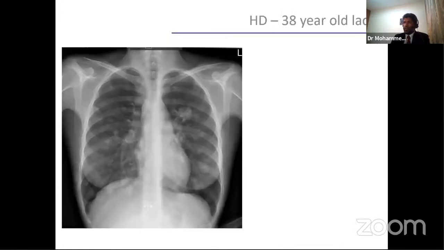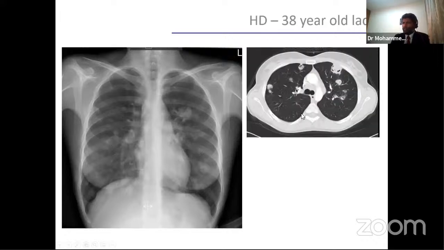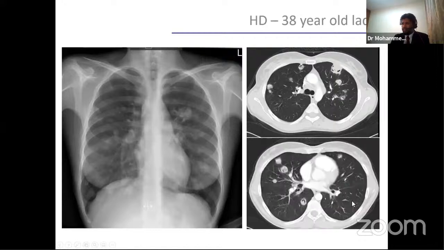A 38-year-old lady with multiple nodular changes on the chest X-ray went on to have a CT scan. The CT scan showed multiple cavitary nodules. Some were solid. The patient then went on to have a biopsy of these. Usually, if it is multiple nodules, we are talking about either metastatic disease or a background history of connective tissue disorders like rheumatoid or granulomatosis with polyangiitis. It could be one of those.